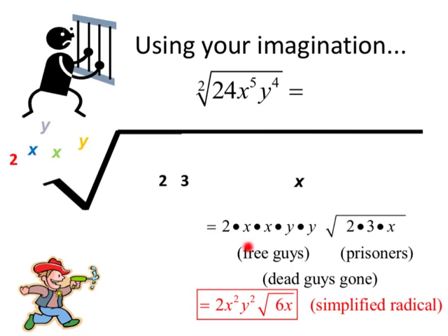So if you multiply what we have on the outside, we get this simplified. And if we multiply what's on the inside separately, we get this on the inside, and that is called our simplified radical. So this square root at the very beginning simplifies to this square root at the end.